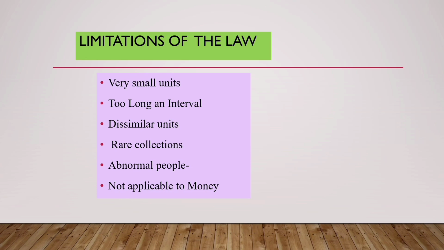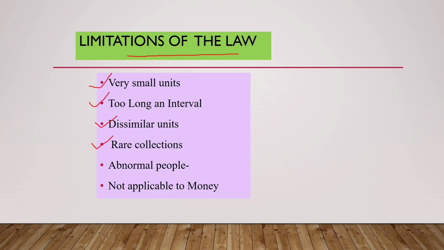Next, coming to the limitations of the law. The first one is very small units. If the glass of water is very small in size, the person would not be able to quench his thirst till he has a few of them, so the law fails. The second one is too long an interval. He has to take it in quick succession rather than taking time. The third one is dissimilar units. The glasses need to be similar while consuming, as if the first glass of water is very small and the second glass is big, he might get more satisfaction on the second glass. So the law fails.